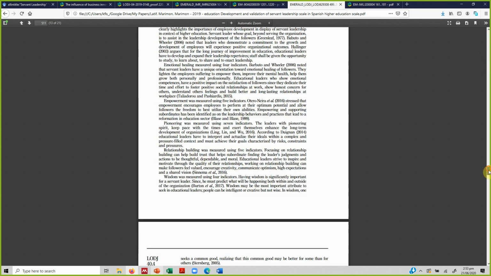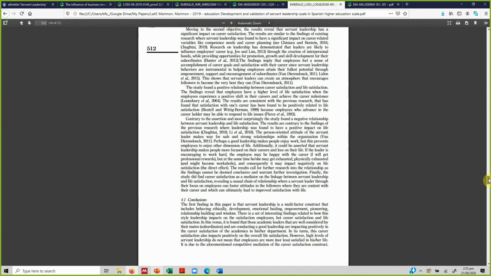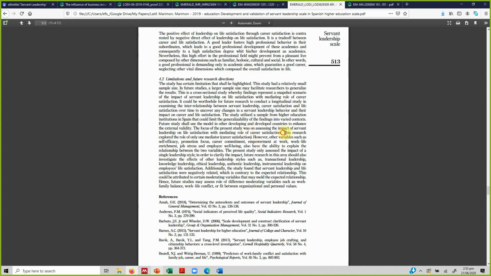And while I was looking at their limitations and future research directions, I found out that this research actually focused on only one mediator, career satisfaction. However, other variables such as self-efficacy, promotion focus, career commitment, empowerment at work, work-life enrichment, job stress, and employee well-being also have the ability to explain the relationship between the two variables. So this research is actually recommending some other variables that could be influenced by servant leadership.